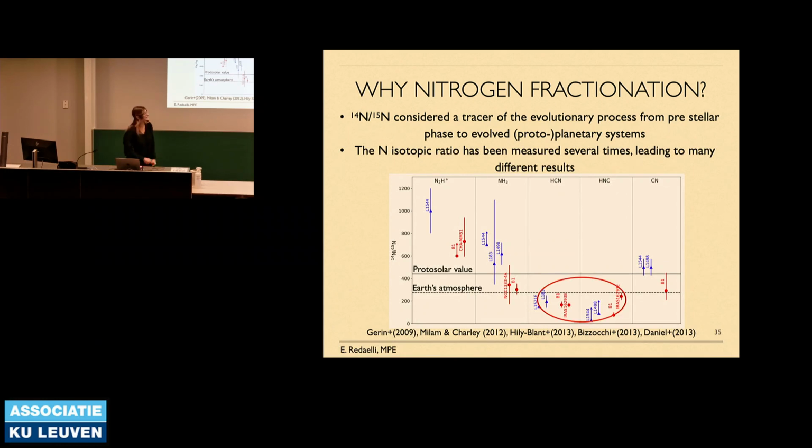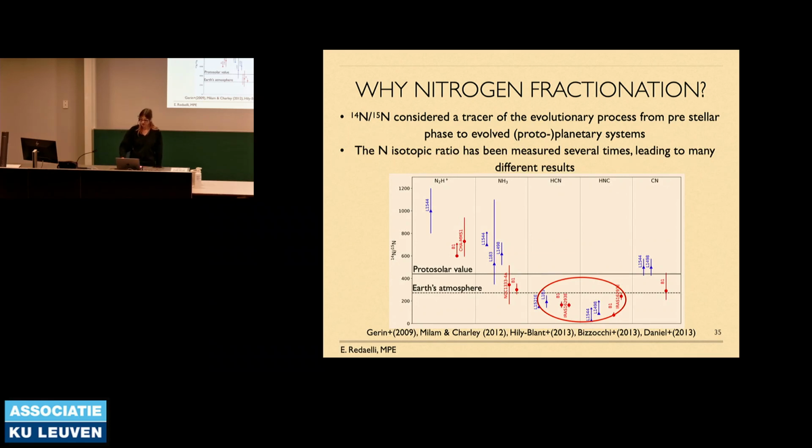You can see that nitriles, HCN and HNC, are usually very enriched in 15N. This can be explained with chemical codes, because HNC and HCN are not formed from N2, molecular nitrogen, but from atomic nitrogen, N. And so they have a different reservoir of gas from which they come.